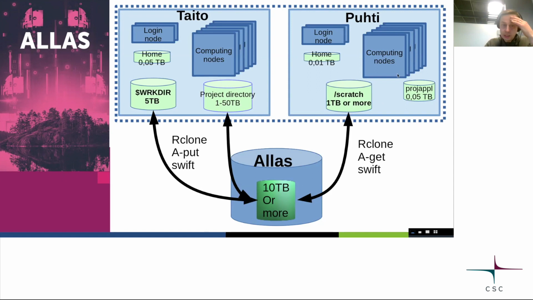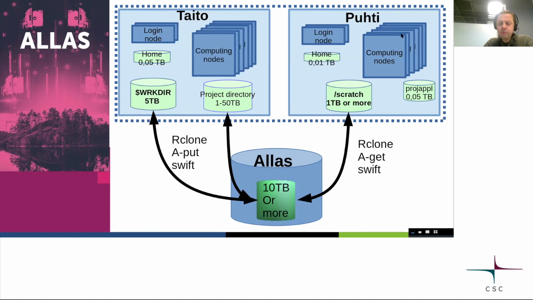Now the difference is that in Taito you had this work directory, and actually there you had the nice do-not-remove directory where you could keep your data for a longer time, and then you might have a project directory where you could have something up to 100 terabytes of data permanently available in the computing environment here. Now in Puhti we won't have this kind of services available.